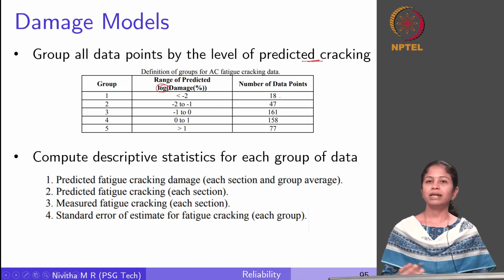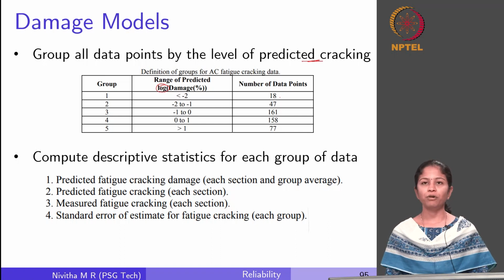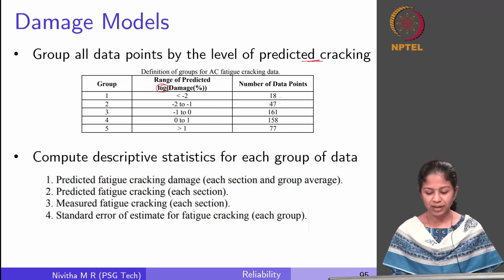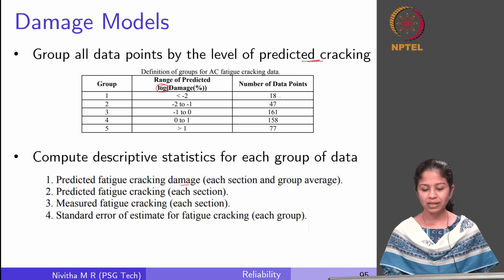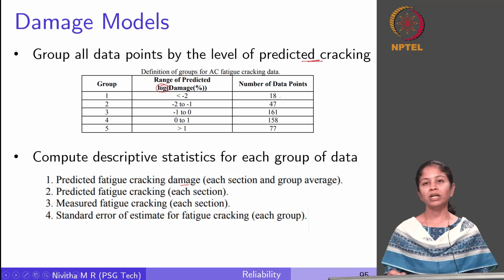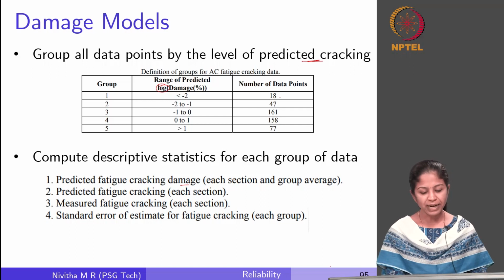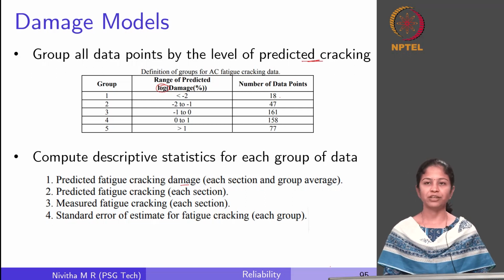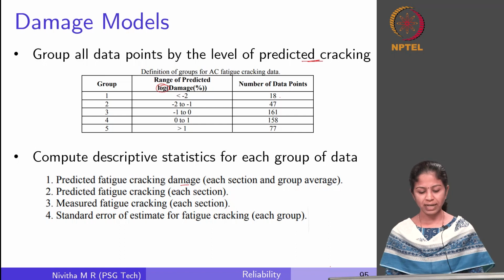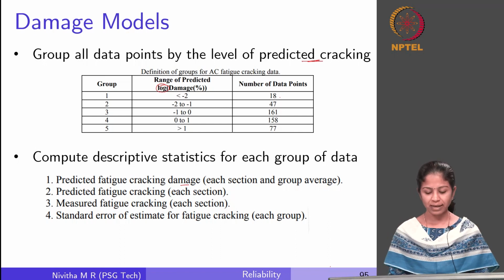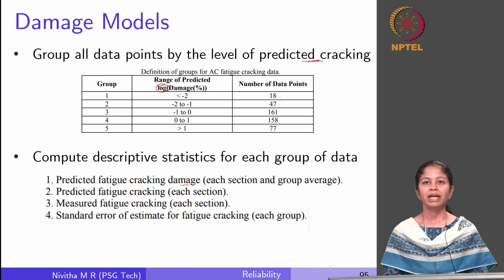Now, the other parameters are calculated for each of these groups. What are those parameters? Predicted fatigue cracking damage. So for each section and for each group average, what is the predicted value, right. So I take the average of the value within that particular subgroup. Then predicted fatigue cracking for each section. Again, what is the predicted fatigue cracking, what is the measured fatigue cracking, and the standard error of estimate for fatigue cracking for each group, right.